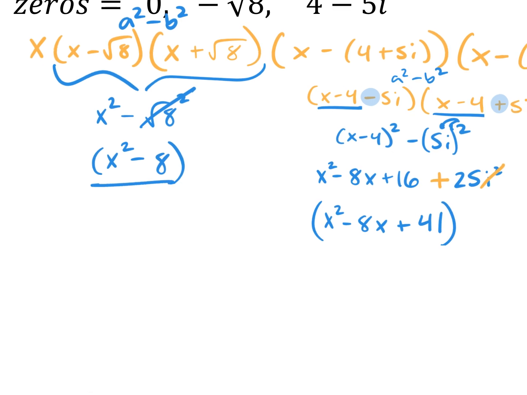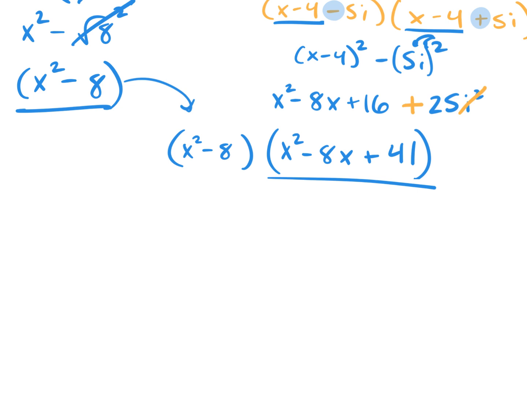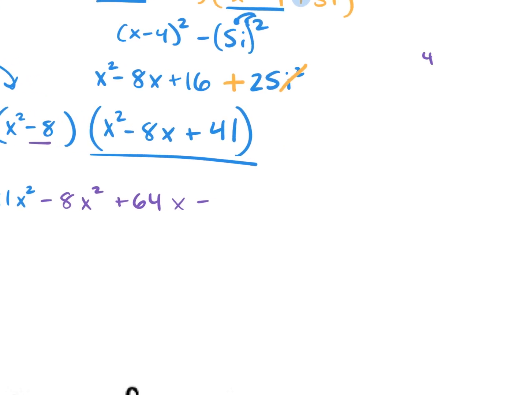So now I can multiply these two together. I'm going to write them next to each other just so we can see it a little bit better. Just make sure everything in your first set gets multiplied to everything in the second. So x squared times x squared would be x to the 4th power minus 8x cubed plus 41x squared. And then negative 8 times x squared would be minus 8x squared plus 64x minus 41 times 8, which would be 328, so minus 328.